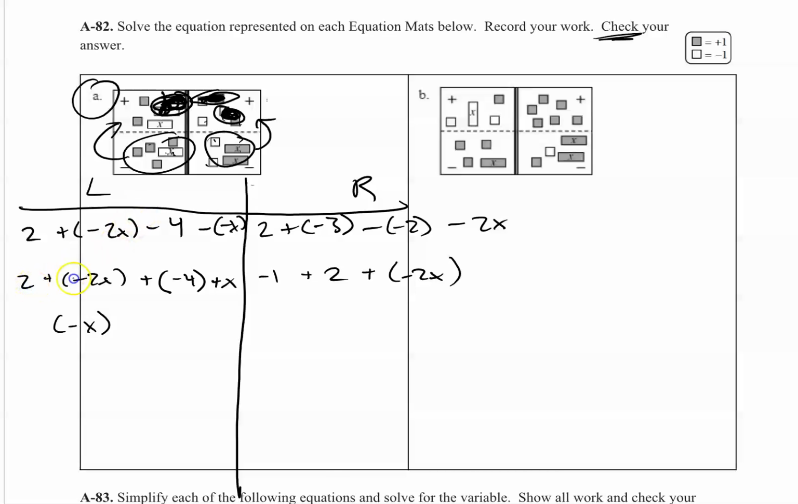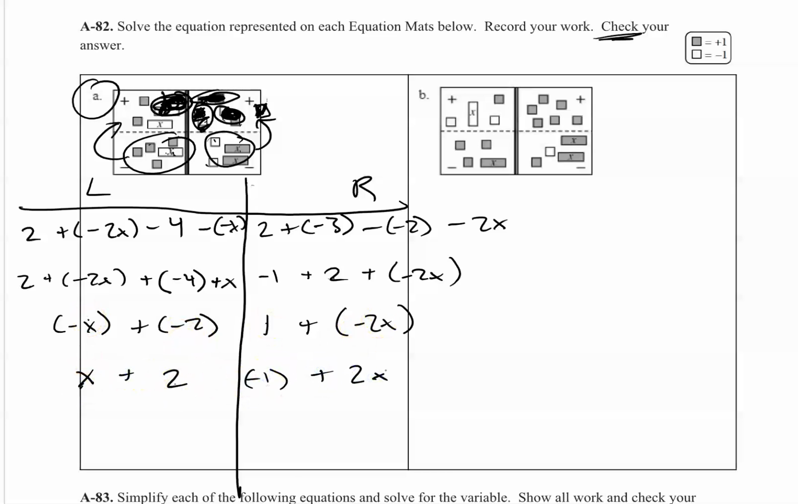For the unit tiles, we have 2 and negative 4, and that's going to be plus negative 2. All right, on the right side, we've got negative 1 plus 2, so that's going to be 1. You want to think about it like this. We got 1 zero pair with a leftover positive tile, and then plus negative 2x. Now I'm seeing a lot of negative signs, so I'm going to invoke the rule where we can just flip everything upside down. So this is going to be x, 2, this becomes negative 1, and this becomes plus 2x.